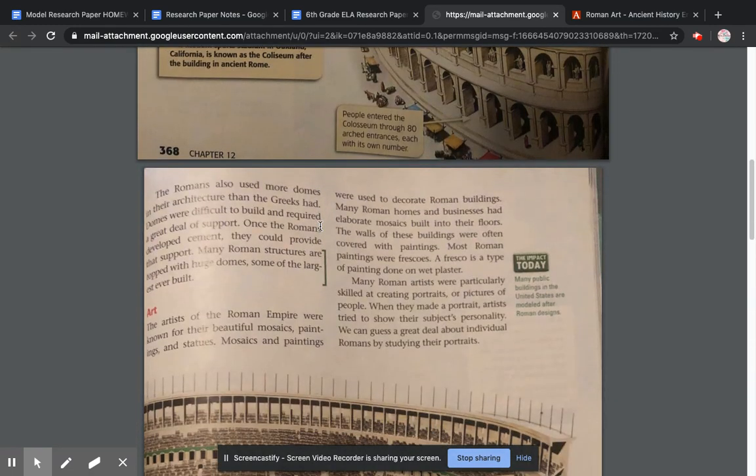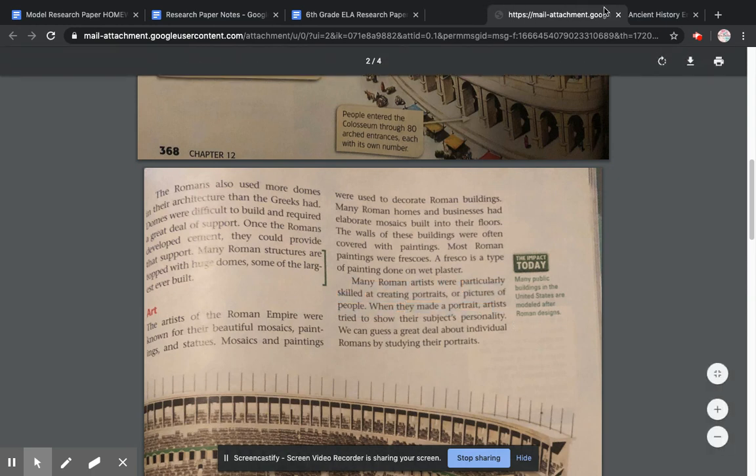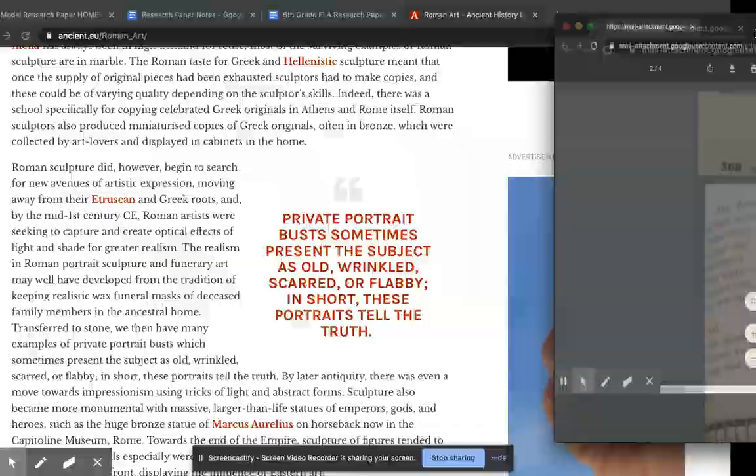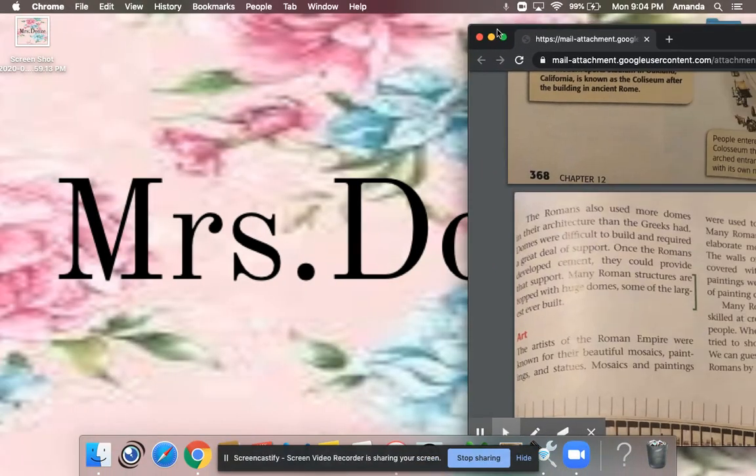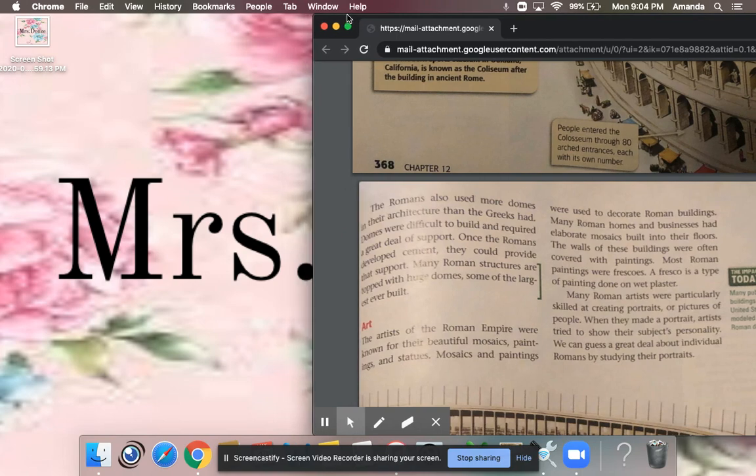It talked here about how they were particularly skilled at creating portraits or pictures of people. When they made a portrait, artists tried to show the subject's personality. And then we can guess a great deal about individual Romans by studying their portraits. So what I want to do is copy that. Now, I may have to split screens so that way I can easily type it word for word, because I want to do it in a quote.